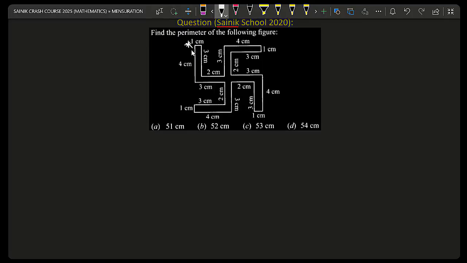1 plus 1 plus 3 plus 2 plus 3 plus 4. Go on adding. 1 plus 3, 4, 4 plus 2, 6, 6 plus 3, 9, 9 plus 4, 13, 13 plus 1, 14, 14 plus 3, wait, wait. 17. Rishika, wait. Before you add all of them, first you identify any pattern.